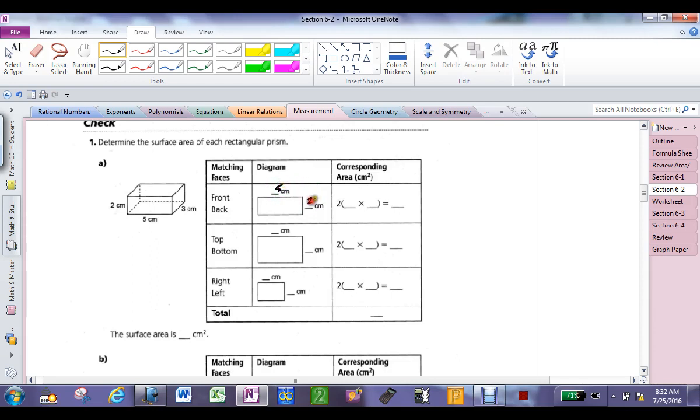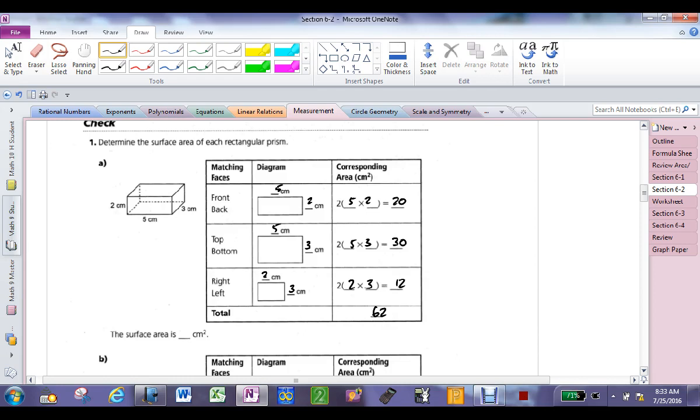5, 2. 5 times 2 is 10, times 2 is 20. 5, 3. 5 times 3 is 15, times 2 is 30. 2, 3. 2 times 3 is 6, times 2 is 12. Then I add it up to get 62. Is everybody good?